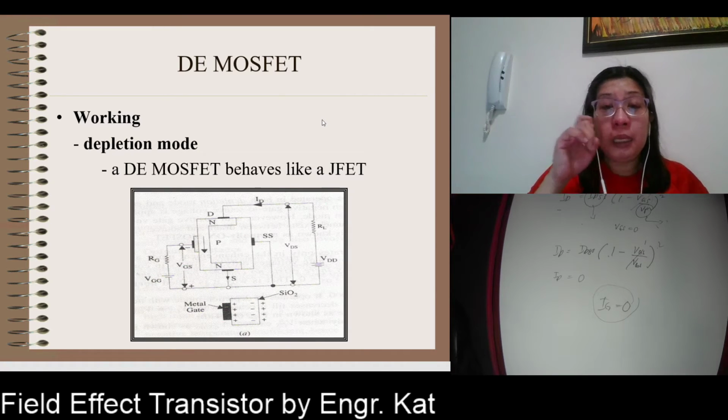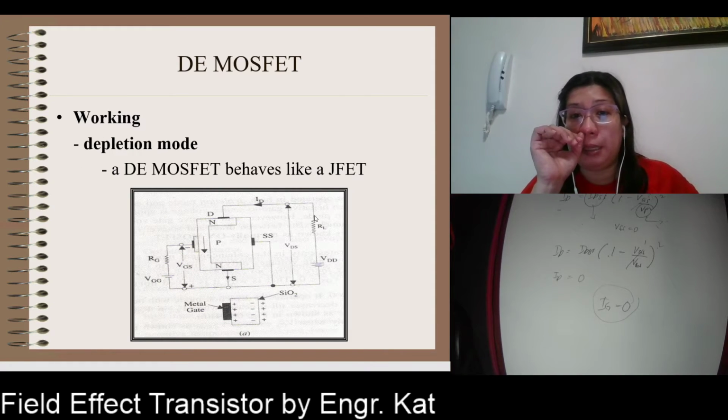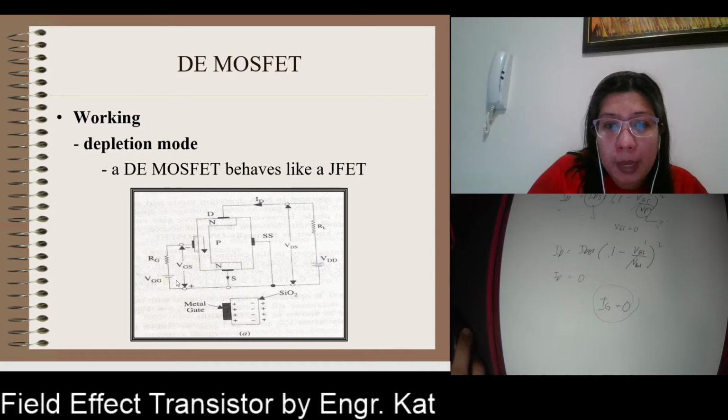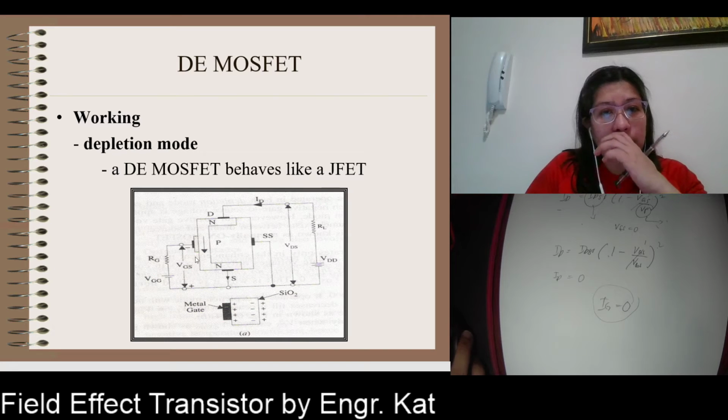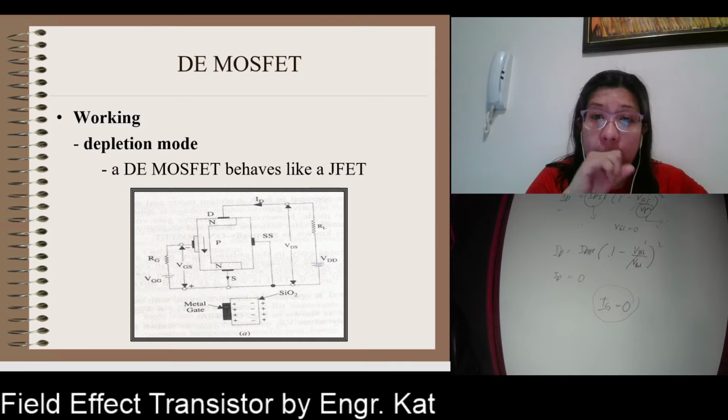Working in the depletion mode, the DMOSFET behaves just like a JFET. What do we mean by just like a JFET? We have a negative VGS here. Sorry, this is for the enhancement mode. The depletion mode is just the same as what we have discussed in JFET.